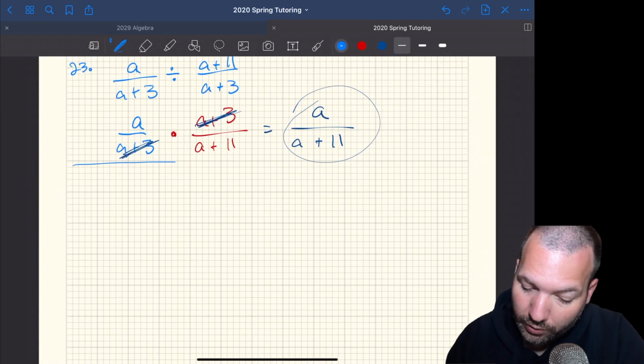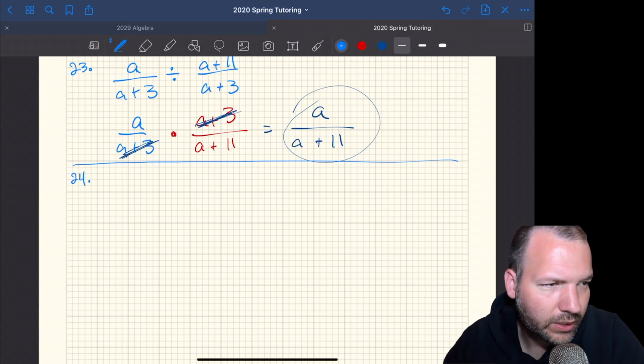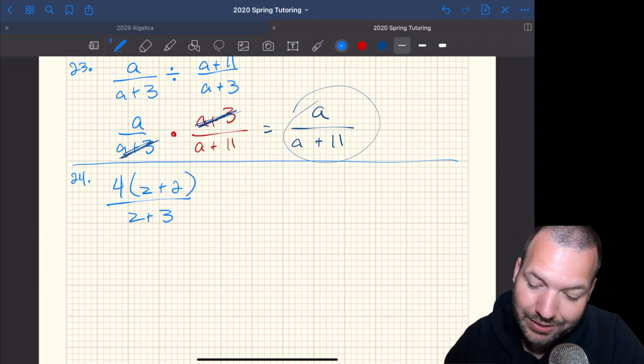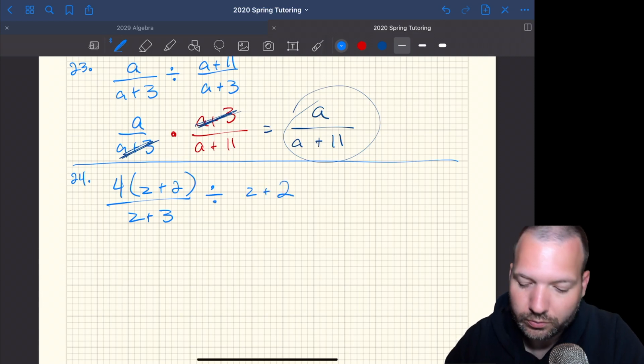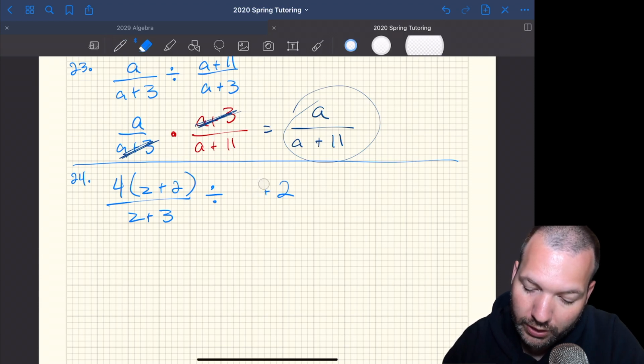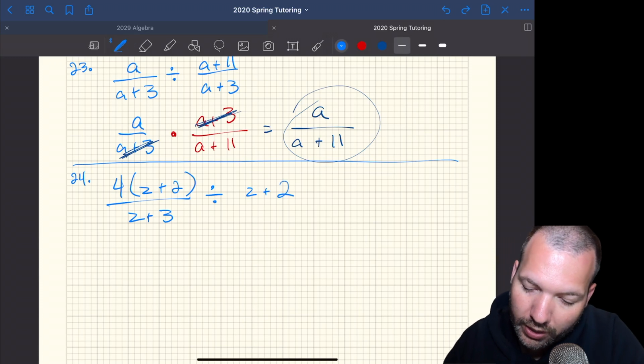Number 24. 4z plus 8, which I am going to go ahead and factor here, 4 times the quantity z plus 2, over z plus 3, divided by, let's write this out, divided by z plus 2. Now, if this were just a 2, let's say, how would we flip, right? How would we do the reciprocal? Well, 2 is really 2 over 1. In much the same way, z plus 2 is really z plus 2 over 1.